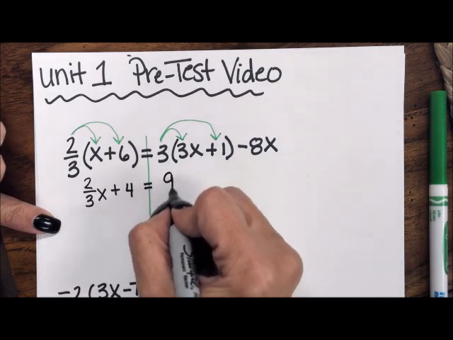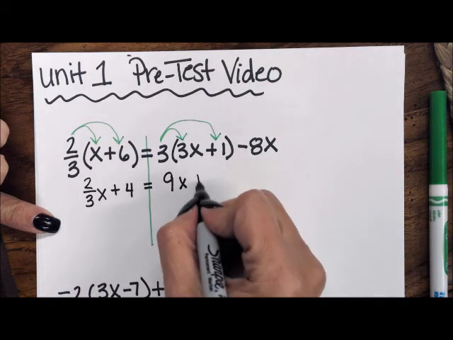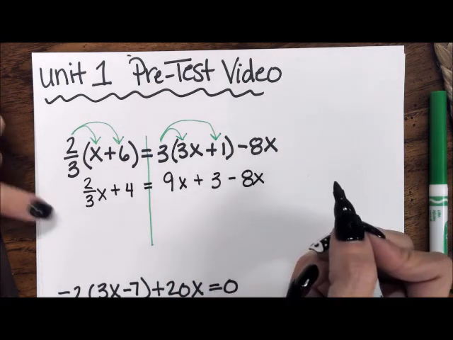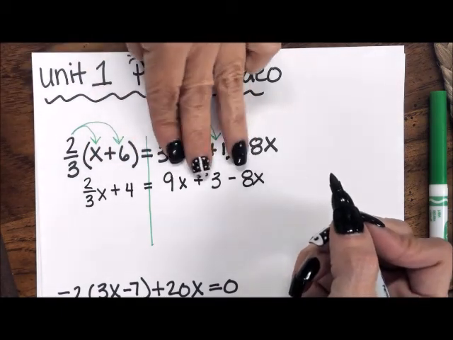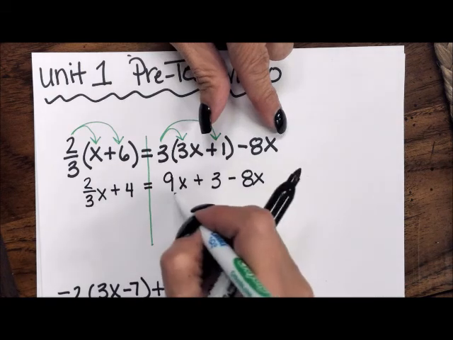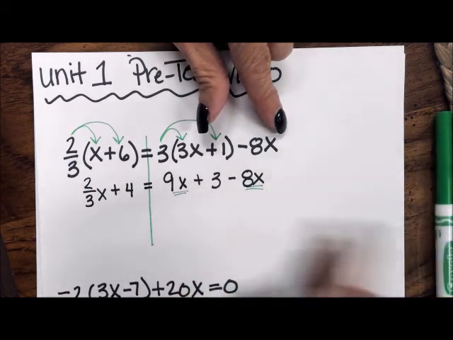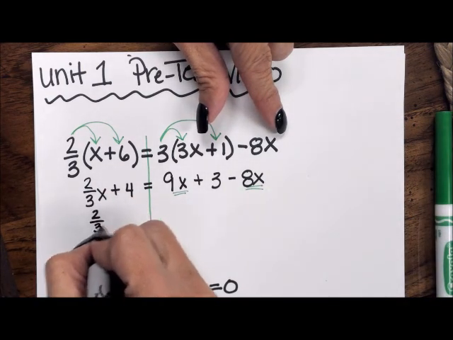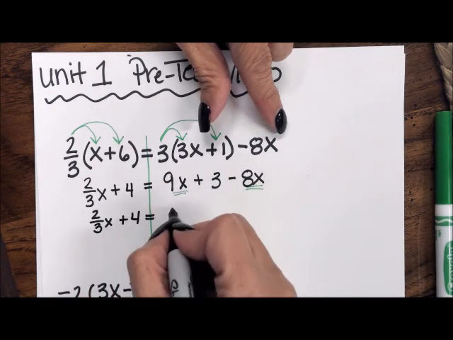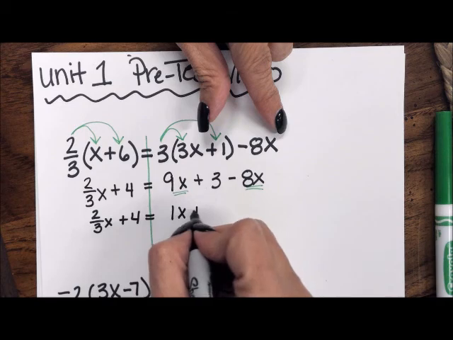3 times 3 will be 9x, 3 times 1 will be plus 3, and then I've got minus 8x on the end. 2 terms on this side, 3 on this side. Remember, when you have 3 terms, something's probably going to go together. I noticed that the x's will go together. So 2/3 x plus 4, 9x minus 8x will give me 1x plus 3.